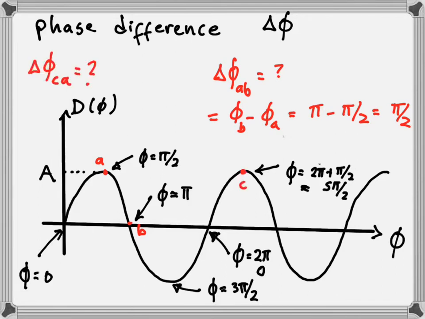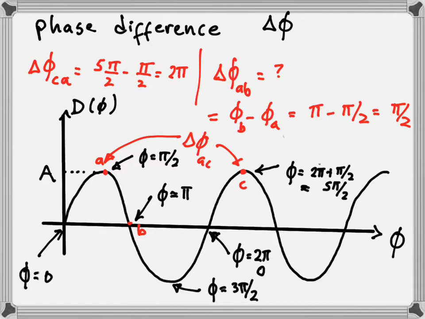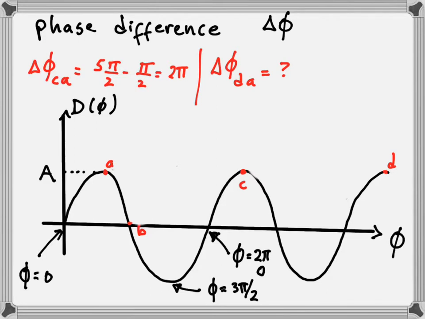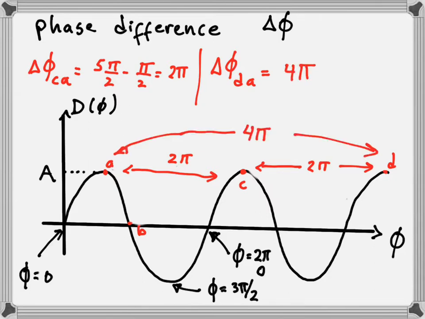What about the difference in phase between A and C? We know that C has a phase of 5 pi over 2, and we know that A has a phase of pi over 2. So 5 pi over 2 minus pi over 2 is 4 pi over 2, which is 2 pi. What about the difference in phase between D and A? Well, we know that the difference in phase between C and A is 2 pi, and the difference in phase between D and C must also be 2 pi. So that gives us a total of 4 pi for the difference in phase between D and A.